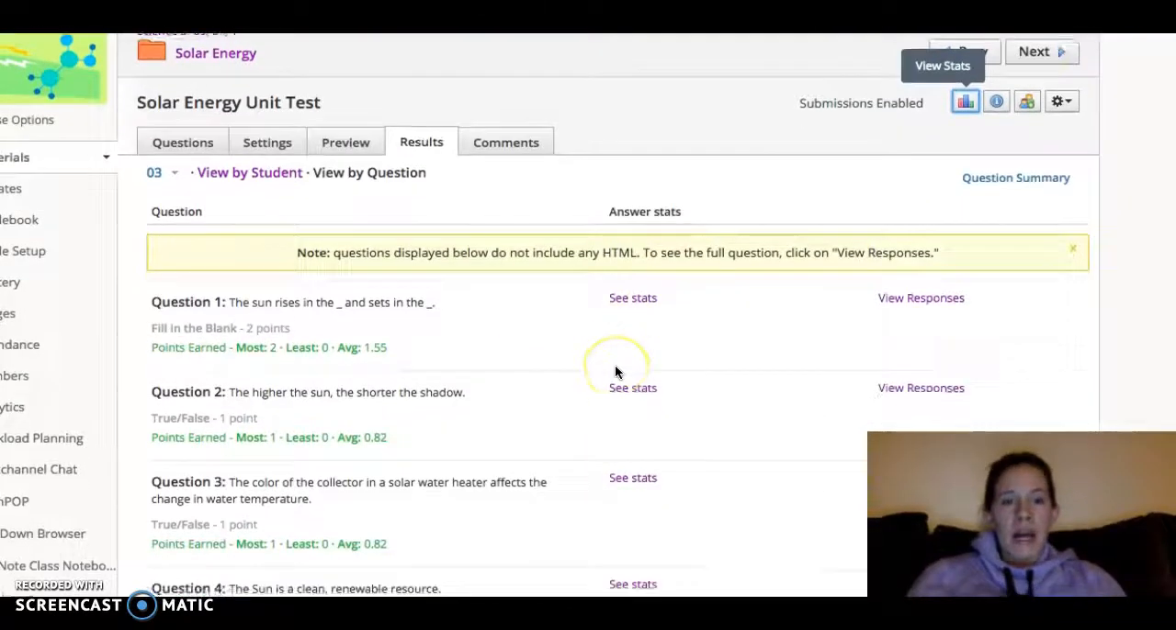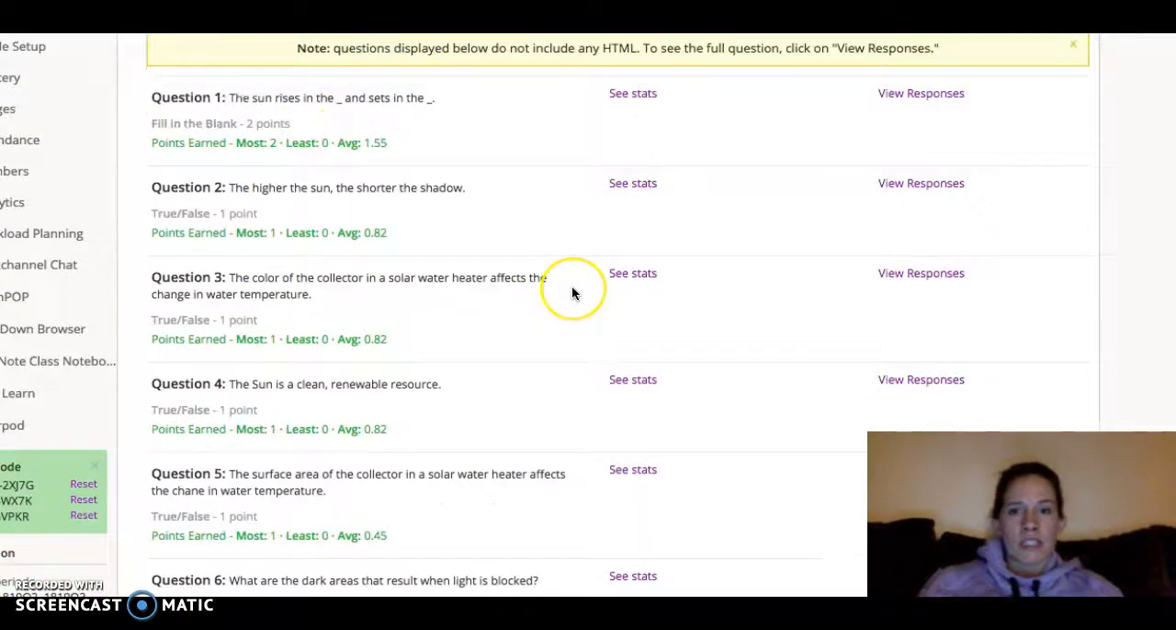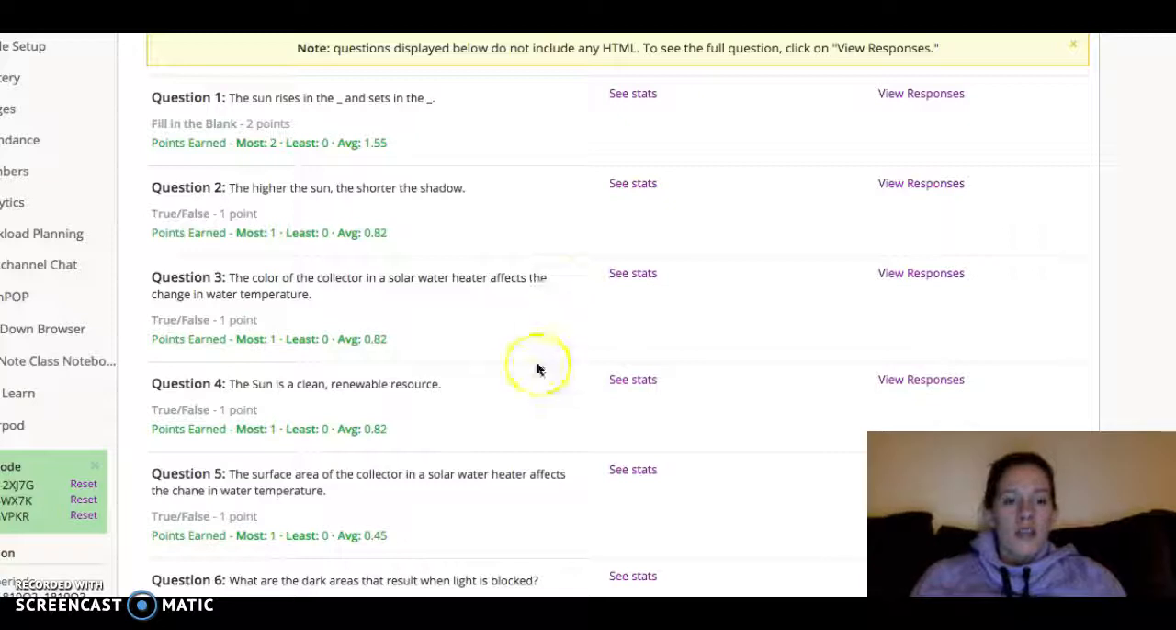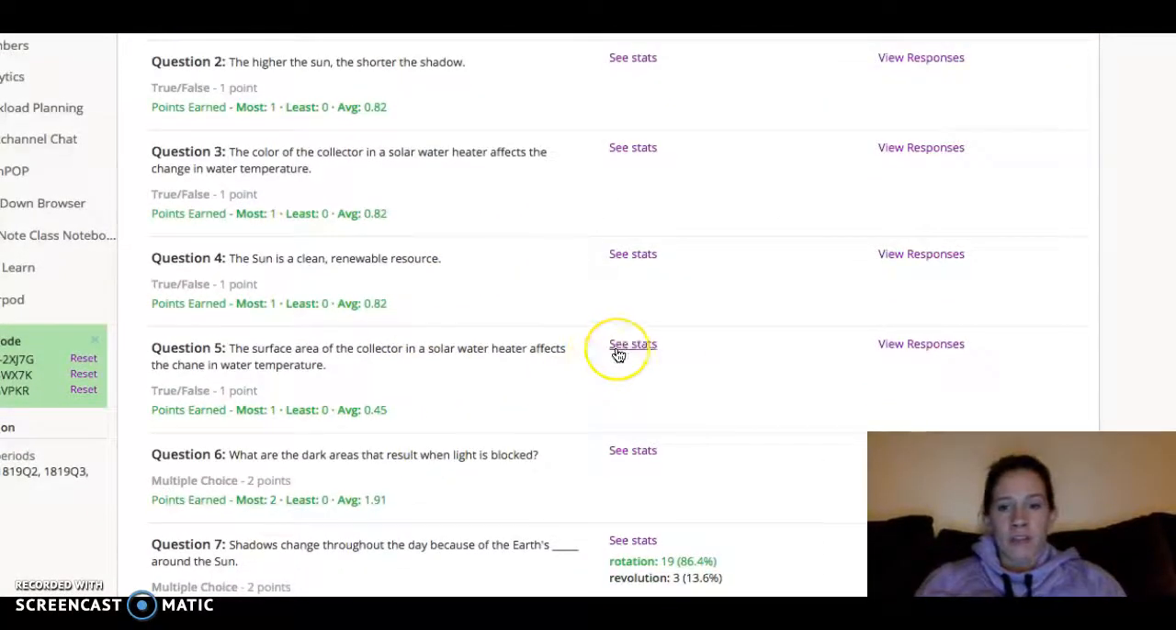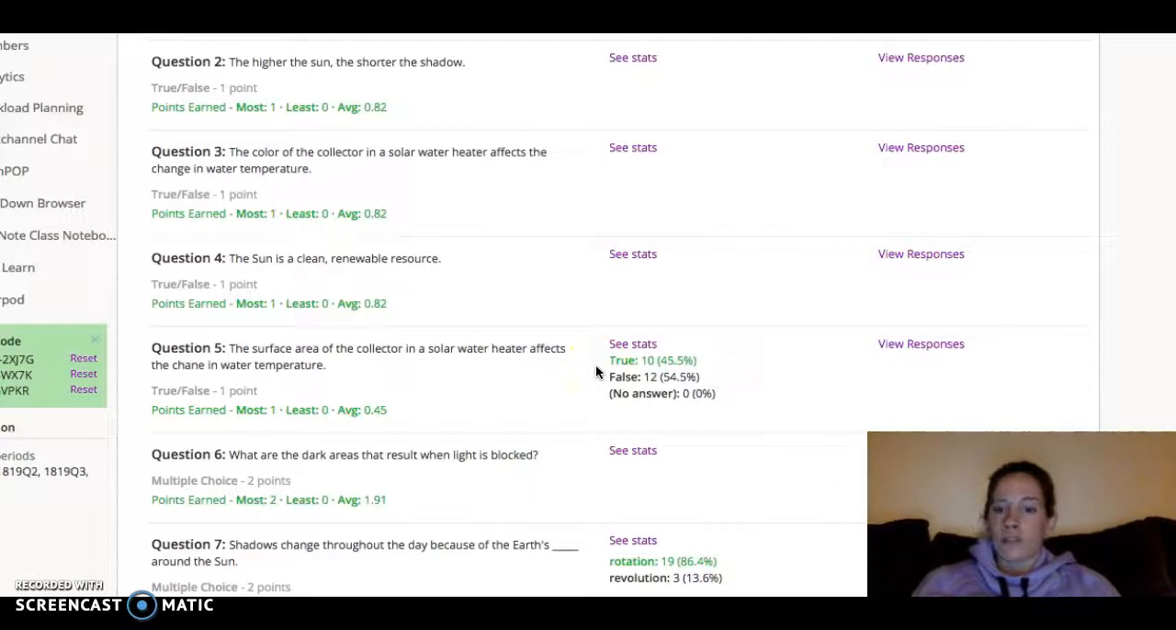But going through, Schoology allows me to see the statistics for some of the questions. So in my data spreadsheet that I just showed you, number 5 was one that had really low statistics. So I can see right here, only 45% of my students answered it correctly. And then almost 55% answered it incorrectly. So that's something we have to go back to. I think the wording of this question was a little bit confusing for the students. So we will go back and kind of discuss that.